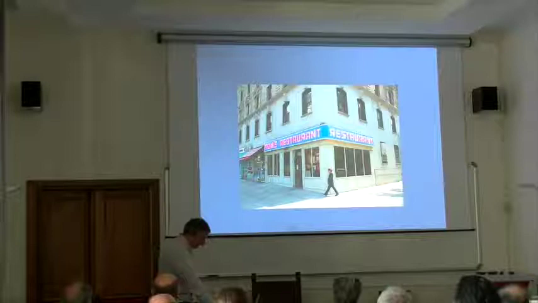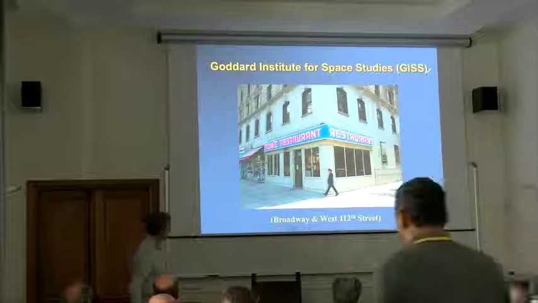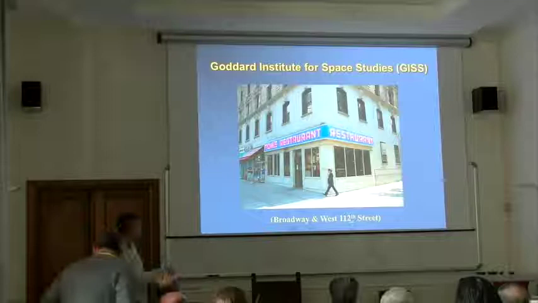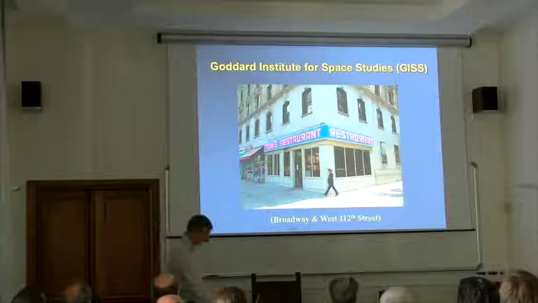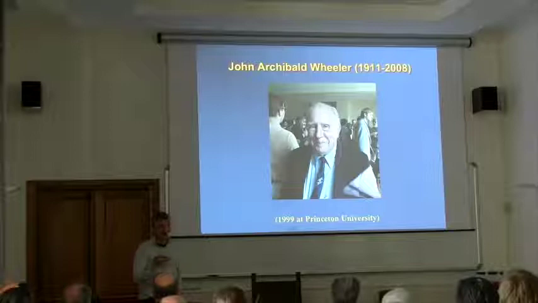But in fact, these windows here constitute the Goddard Institute for Space Studies. It's a NASA center associated with Columbia on 112th Street and Broadway. Columbia is on 116th and Broadway. This is John Wheeler, who, if I ask you who coined the word black hole, most of you would have said.